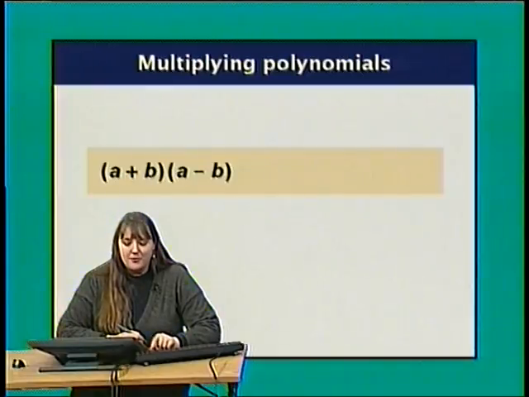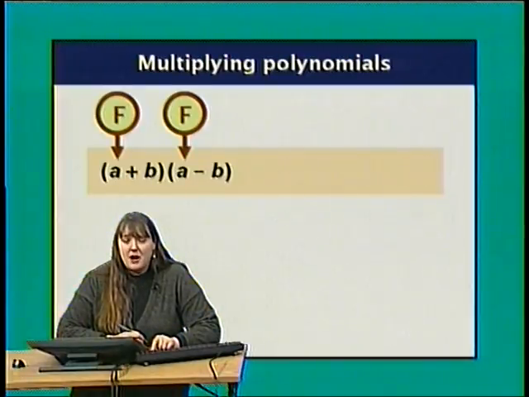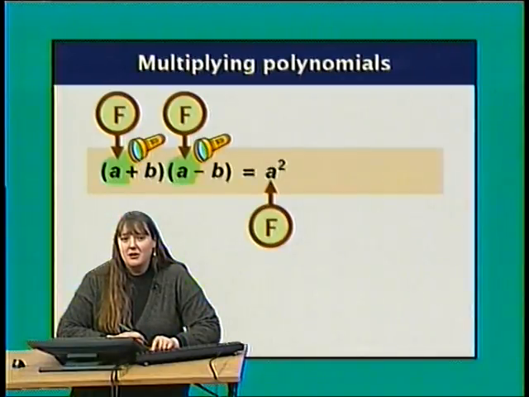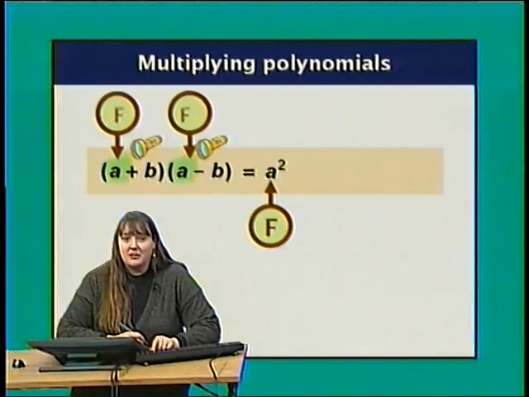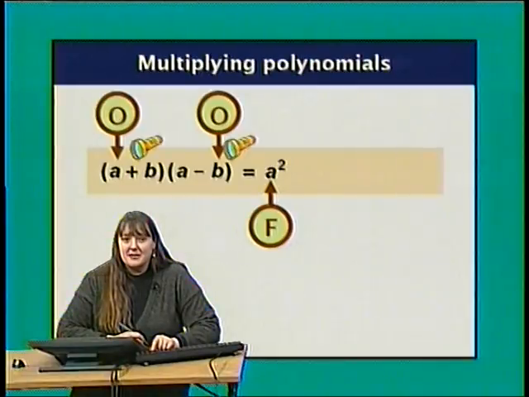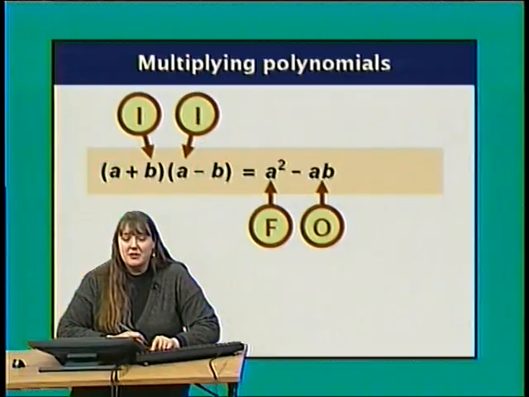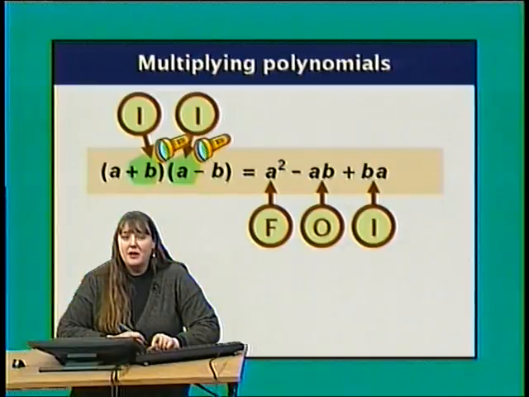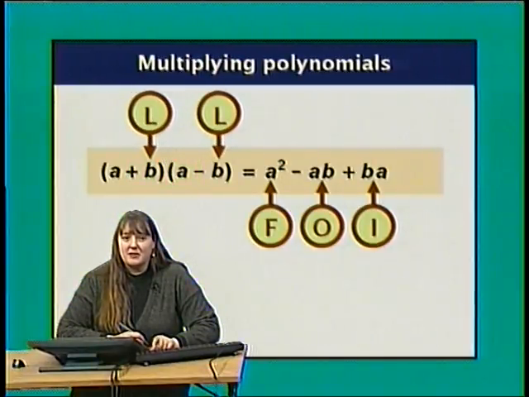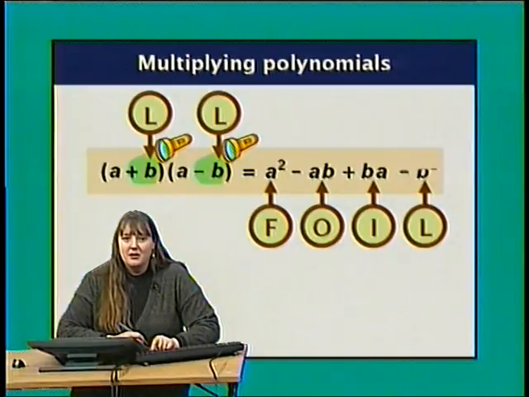Let's quickly review FOIL. In FOIL, we take the product of the first terms. In this case, that's a times a, which is a squared. Then we take the product of the outer terms. In this case, that's a times negative b, which is negative ab. We take the product of the inner terms. In this case, that's b times a, so plus ba. And we finally take the product of the last terms. In this case, that's b times negative b, which is negative b squared.